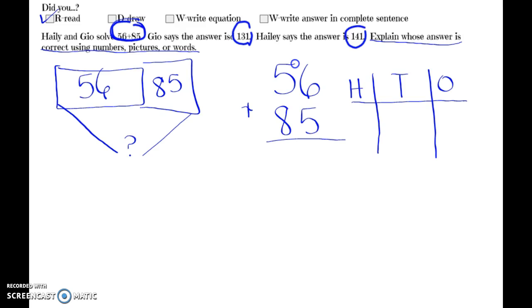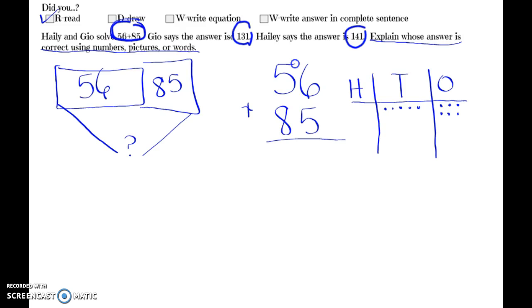I know when I'm adding two numbers together, I always start in the ones place. So I'm going to come over to my hundreds chart and I'm going to show 6 ones. I have 5 tens. 1, 2, 3, 4, 5. Pause the video and add 56 to your 100 chart.